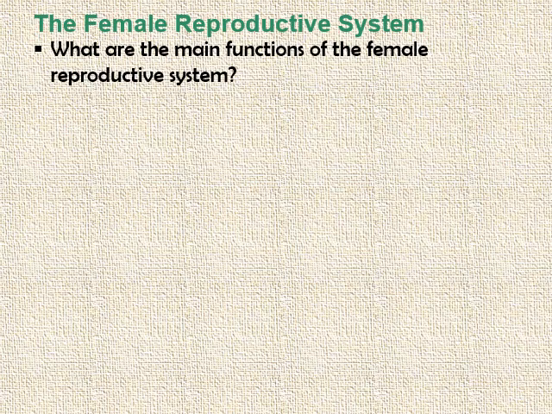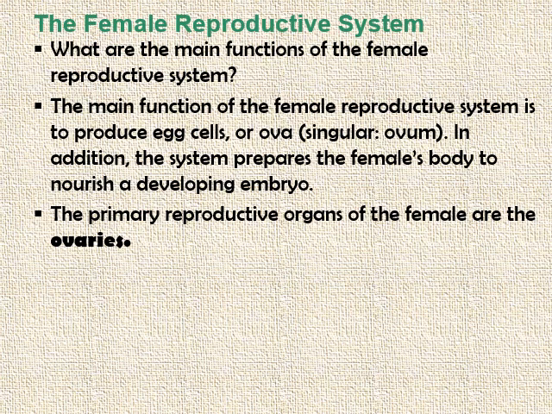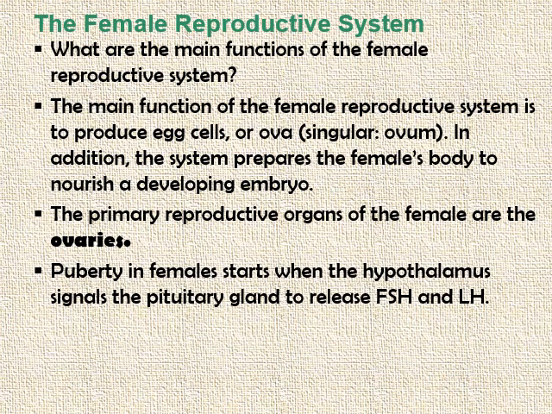Now let's move on to the female reproductive system. What are the main functions of the female reproductive system? The main function of the female reproductive system is to produce egg cells or ova, singular ovum, and also to nourish a developing embryo. The primary reproductive organs of the female are the ovaries, the gonads.